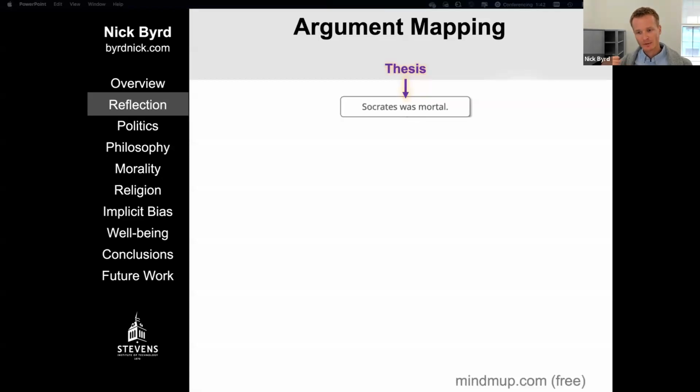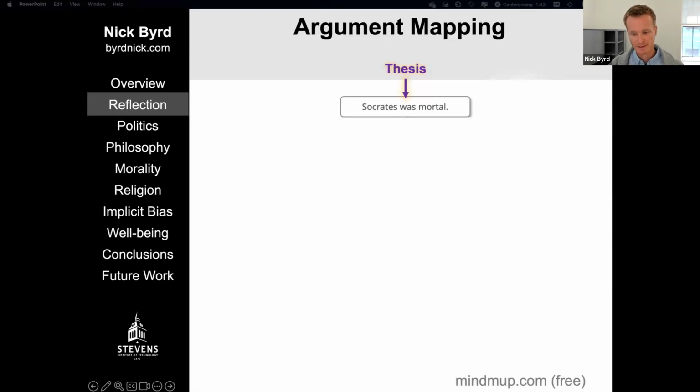So first of all, I'm going to need to get a basic understanding within the room of what argument mapping is. Argument mapping is a way to visualize the logic of arguments. Usually there's a single thesis at the top. Sometimes it's at the bottom, but there's a single thesis, and we will be mapping reasons for and against this thesis. So here's a classic example.